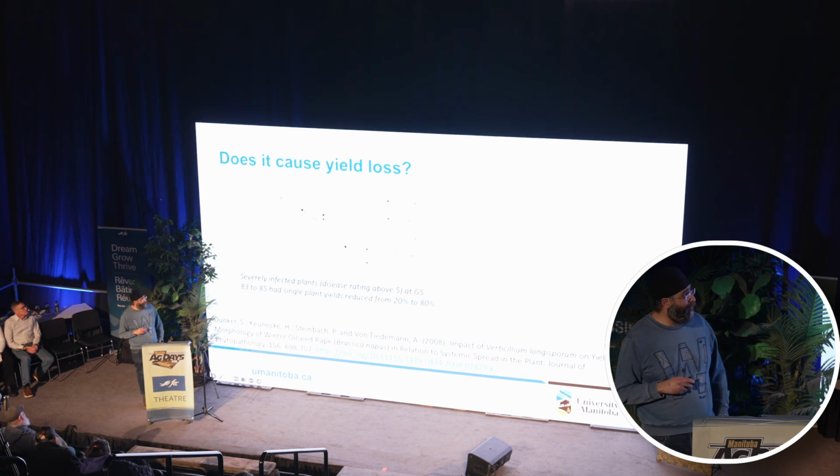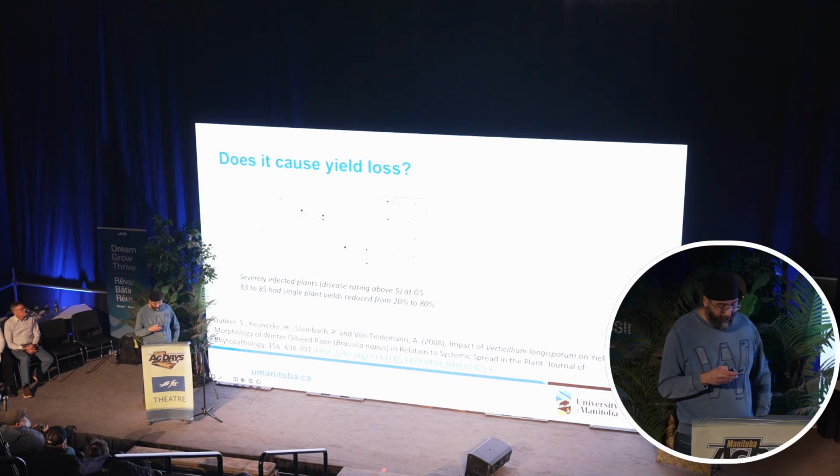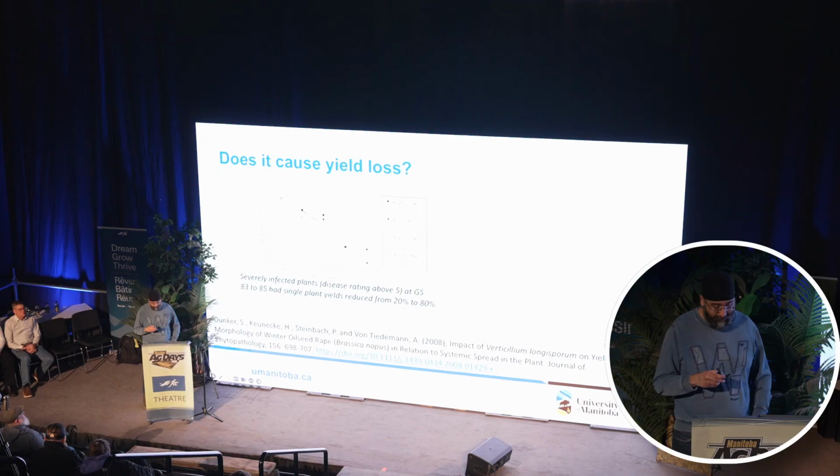They are testing 4 different varieties of winter canola, and as you can see, this axis is the disease rating. As the disease rating is going up, the yield is dropping. So after, let's say, a disease rating of 5, you can expect a yield drop of 80%.